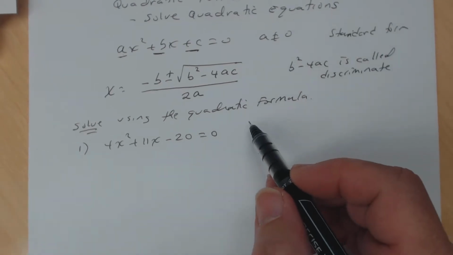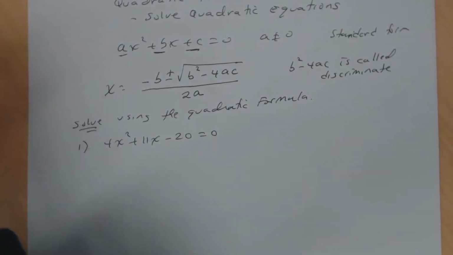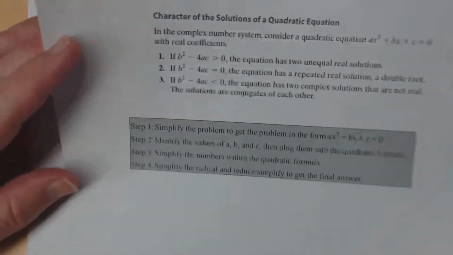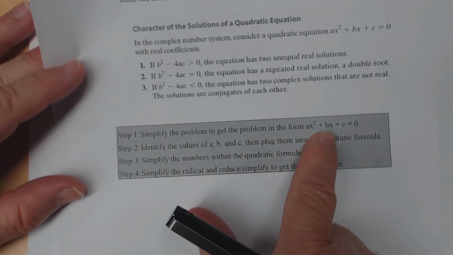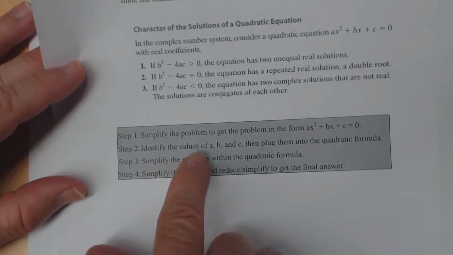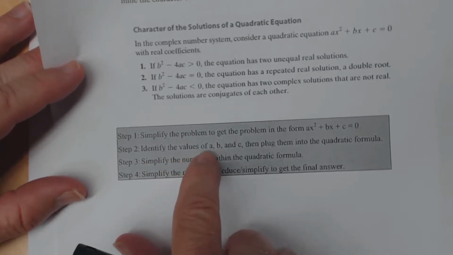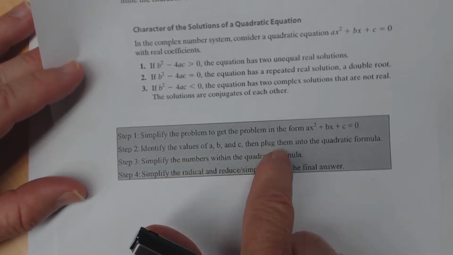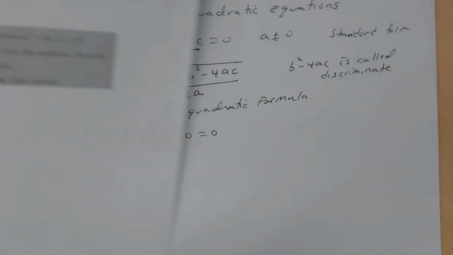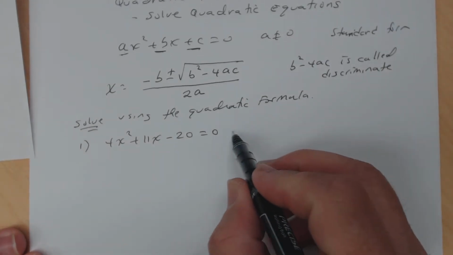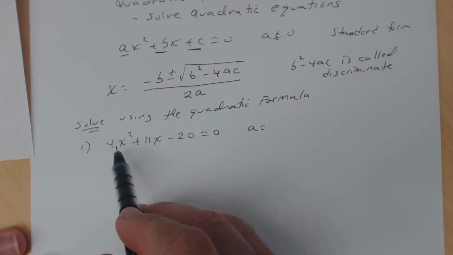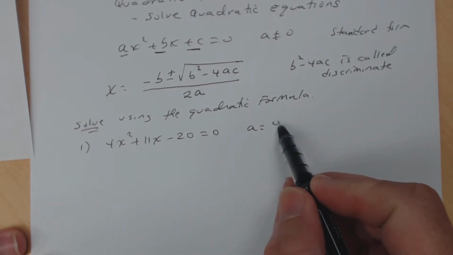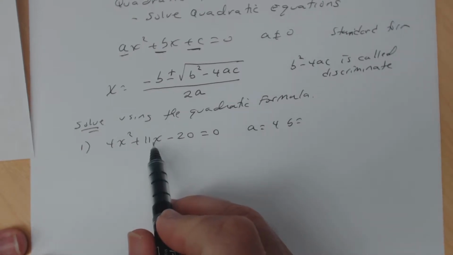Now the first step, and this is on Canvas, is to make sure you get it in standard form. It is. Then you're going to identify the letters a, b, and c. Once you identify a, b, and c, you're going to plug those into the quadratic formula. Remember, a is the coefficient of x squared, so a in this case is 4. B is the coefficient of x.